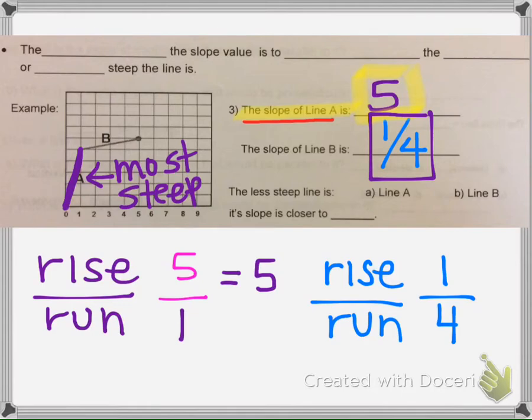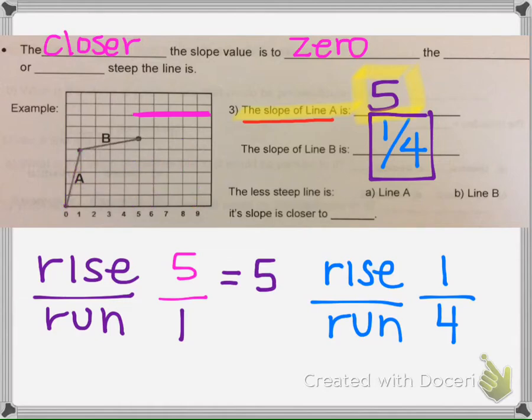if I get a number that's smaller, I should expect that my line is closer to being flat. So the closer the slope value is to 0, because remember 0 looks like this. It's no fun on a roller coaster if we're just going horizontally like that. Since B looks the closest to this, its slope should be close to 0. So the slope for B is closer. This is closer to 0 than this is.